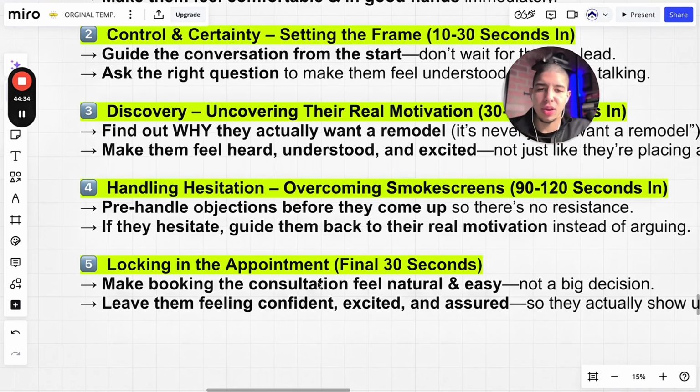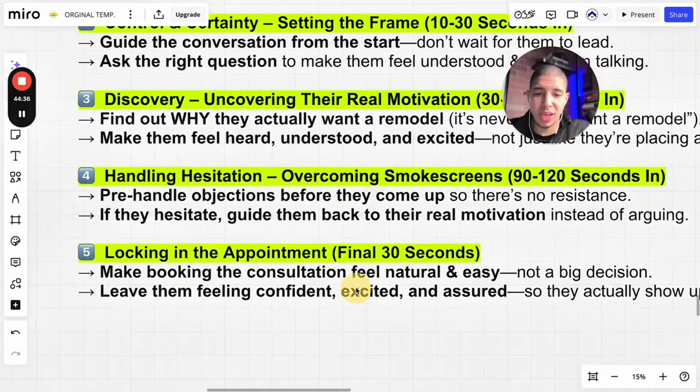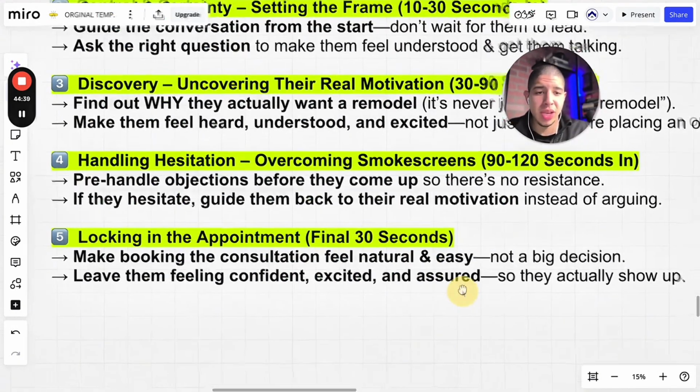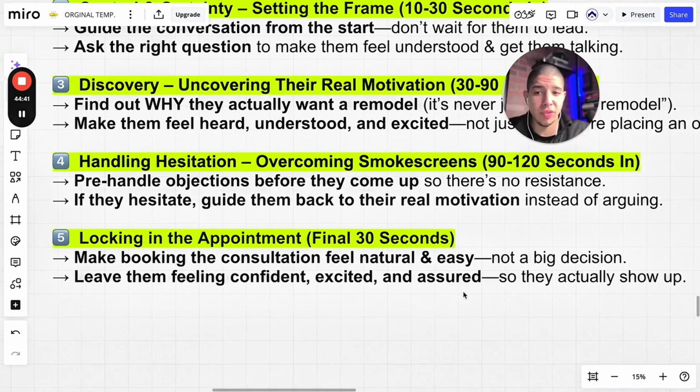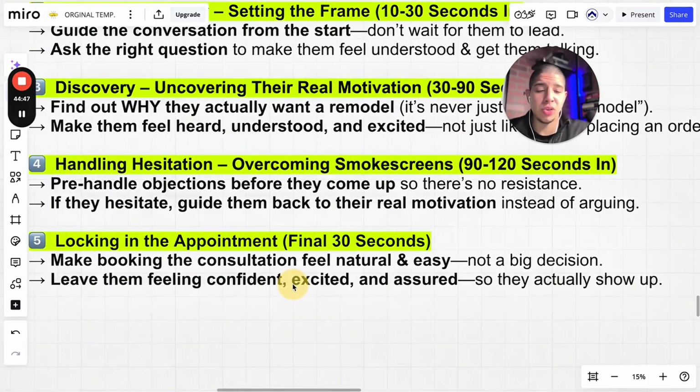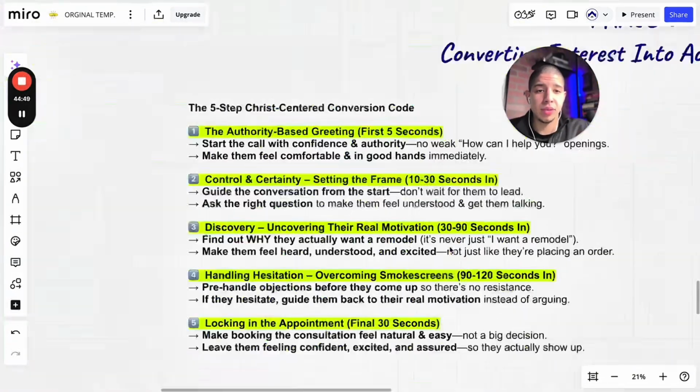Number 5, locking in the appointment. Final 30 seconds. Make booking the consultation feel natural and easy. Not a big decision, right? This should feel like, oh my God, where have you guys been? I needed this, right? Leave them feeling confident, excited, and assured so they actually show up.